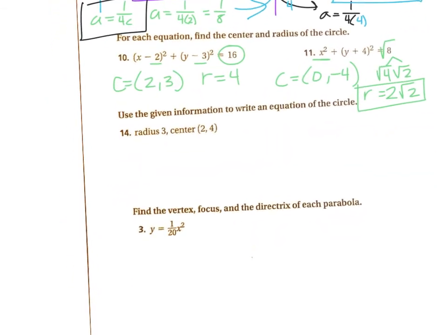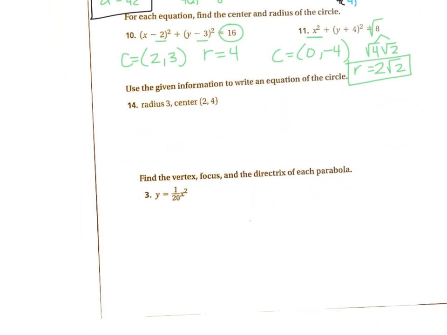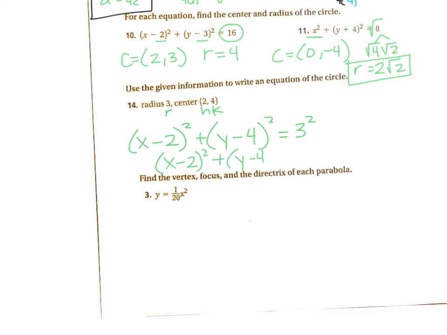Okay. Now we do it the other way. Given the information, write the equation of the circle. So this is our h and our k, and this is our r. So it's going to be x minus h squared plus y minus k squared equals our radius squared, okay? So best answer, x minus 2 squared plus y minus 4 squared equals 9. And that would be your answer.